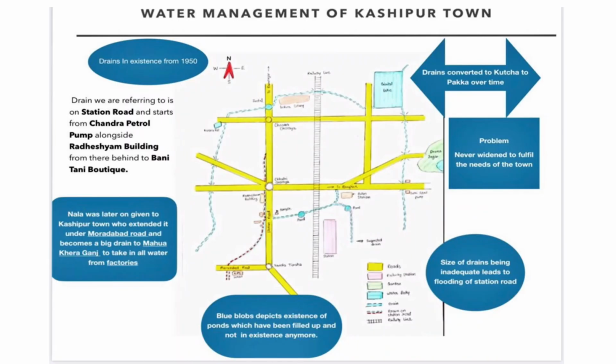Now, in this map, we see the Station Road and various trains in existence from 1950. The blue circles show the existence of ponds in the past formed during groundwater springs. Here we can see a drain at Chandra petrol pump moving along Radheshyam building and then ending up at Bani Boutique in an open pond. The Nala was later given to Kashipur town to be in use for the whole city. But since the size was very small, it led to flooding of Station Road all the way till Chhatri Charaha, as well as the KPC school in front of it.